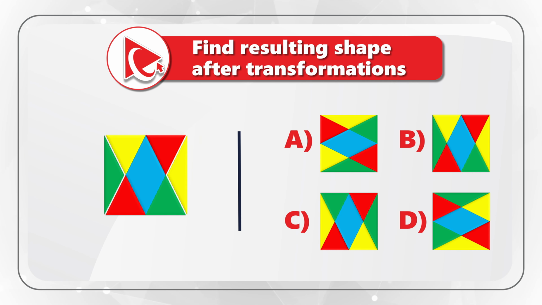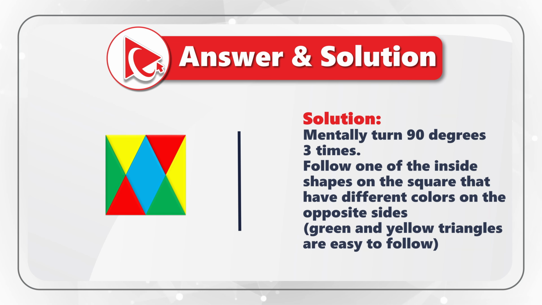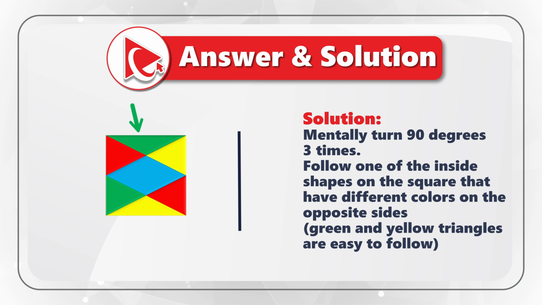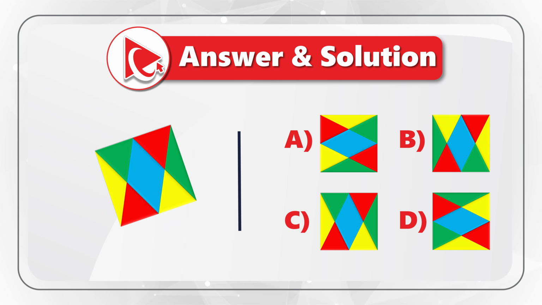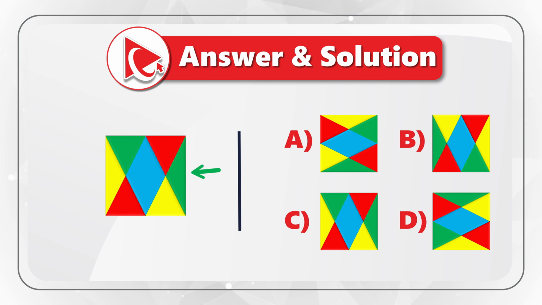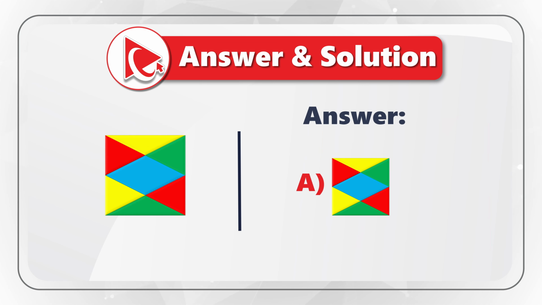So let's do the turning. Let's take the original square and I am going to follow the green triangle on the left. Let's do the first turn 90 degrees. You see that the green triangle ended up on the top. Let's do another turn. We follow the same green triangle and now it's on the right side. And the last 90-degree turn, our green triangle ended up at the bottom. So the correct choice here is choice A, where the green triangle ended up on the bottom.